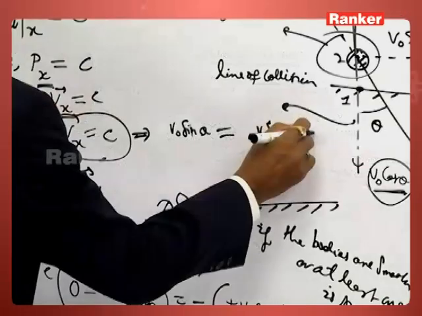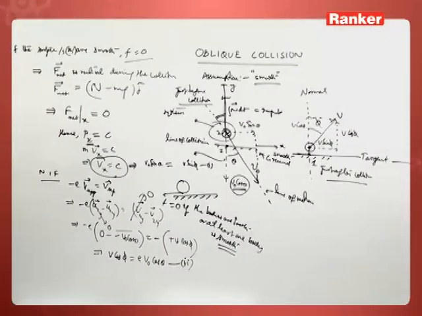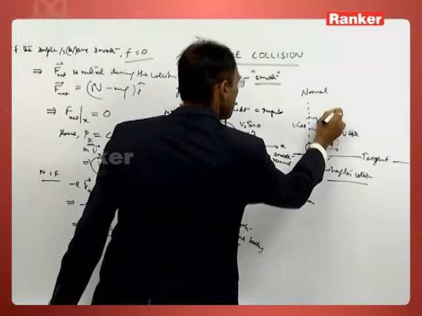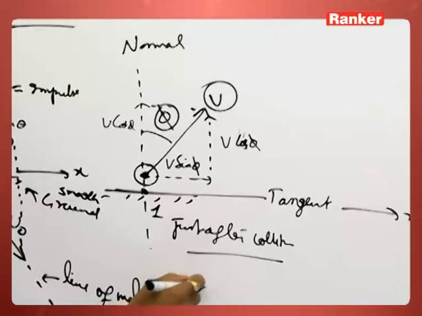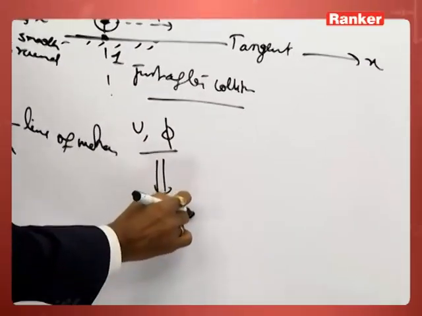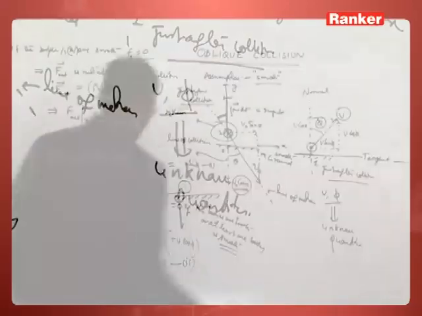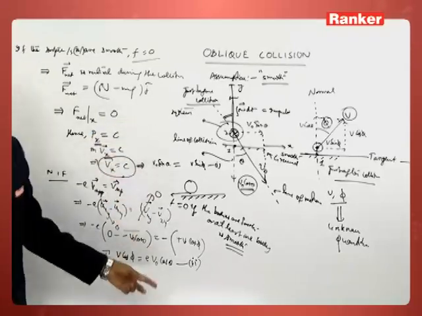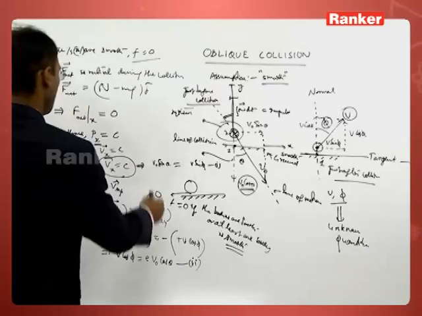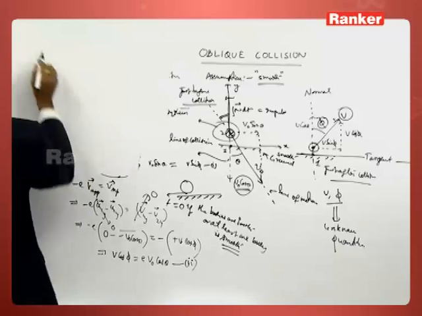So this is equation 1, this is equation 2, and we have two unknown quantities, V and phi. We need them, and we have two equations, two unknown quantities, very easily we can solve. So how to solve? Let us see. Rewrite the equations.